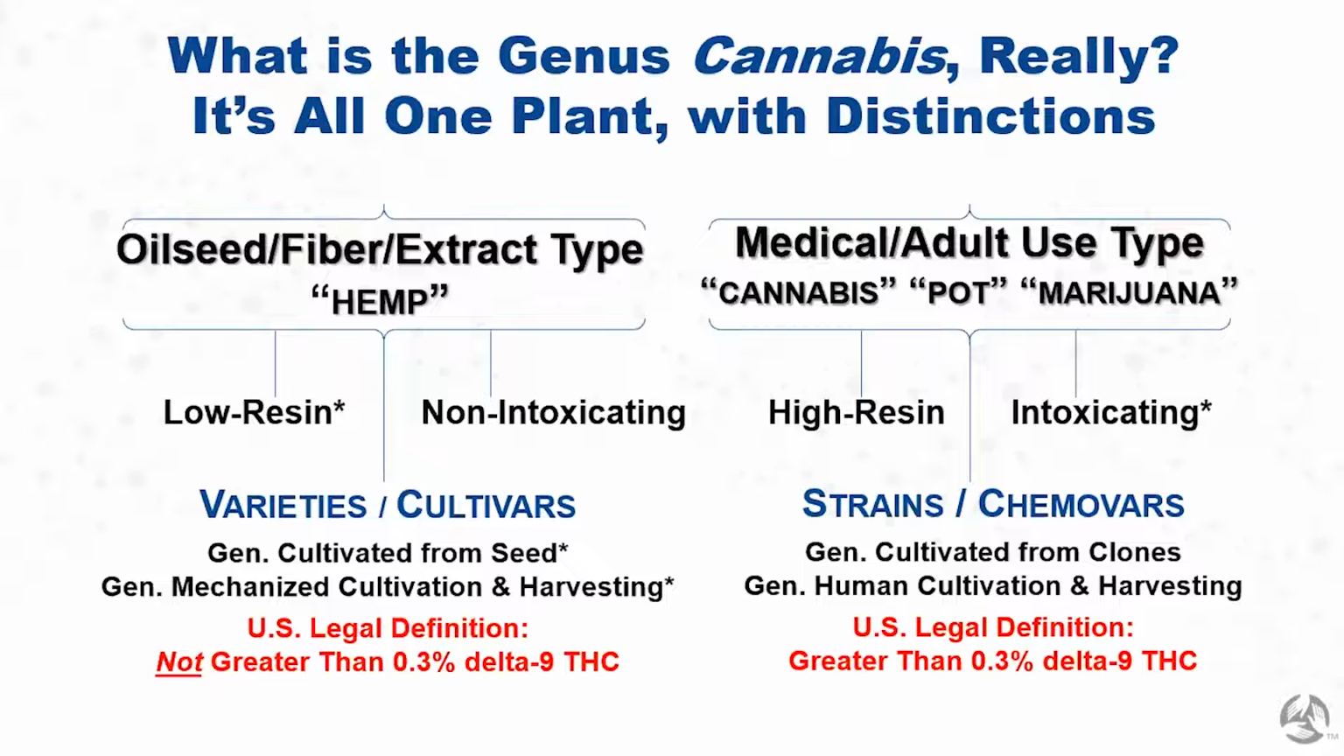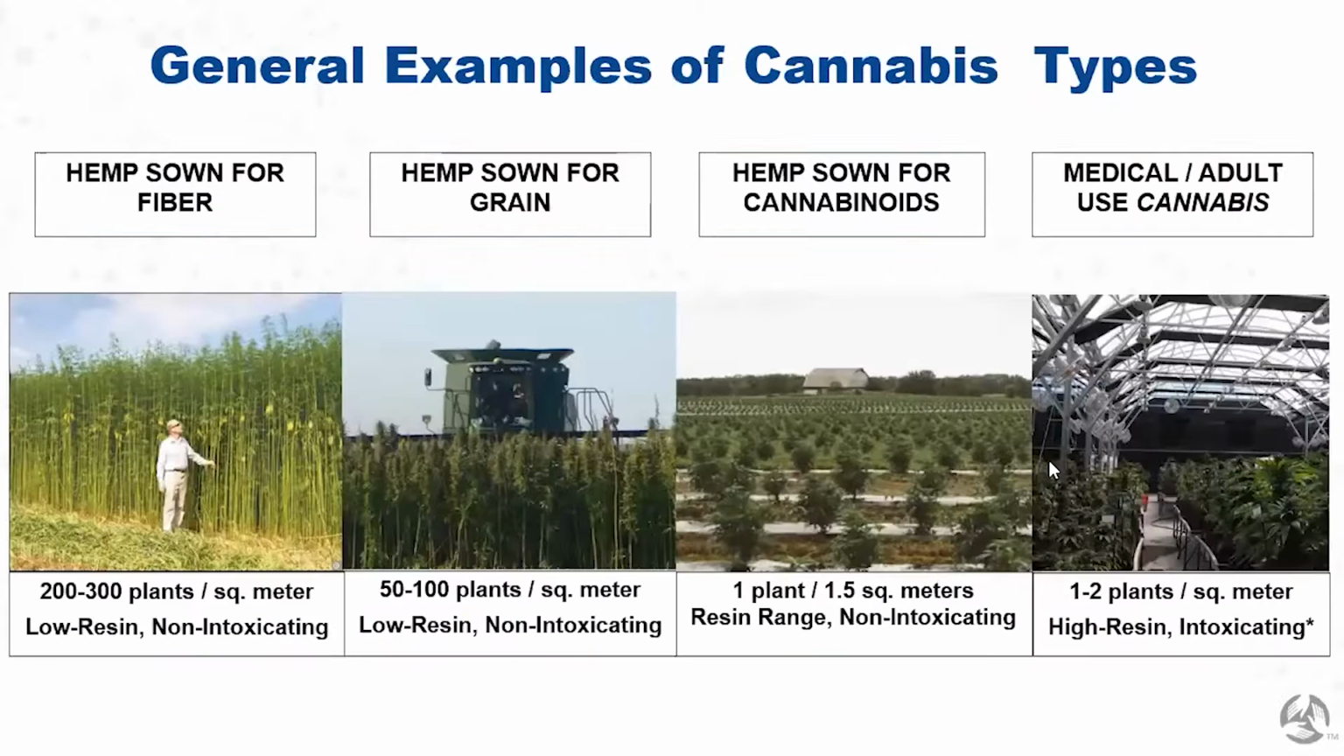We call the different kinds strains and chemovars, and they're generally cultivated by clones with human cultivation and harvesting. Obviously, we're not talking about big ag, thousands and thousands of acres like we do for hemp, and we'll learn more about why we would use so many acres for this incredible useful crop.